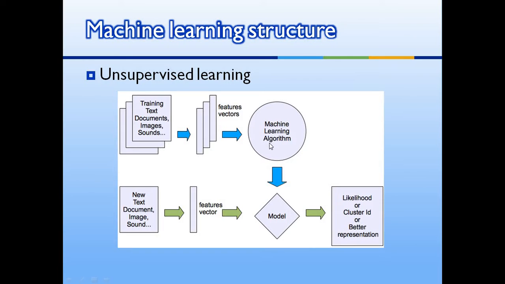Unsupervised learning is simply you are modeling. That means you are creating some clusters and then you are classifying or finding a likelihood or finding the cluster ID to which this particular thing belongs.